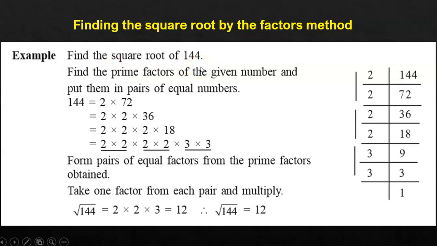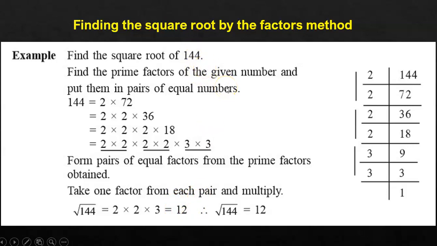I will repeat this. When you have to find square root of big numbers, you find its prime factors first, write all the factors, and underline the pairs. So this is one pair, second pair, and third pair. From each pair, pick out one, only one. Now multiply these. When you multiply, this is your square root of the given number.